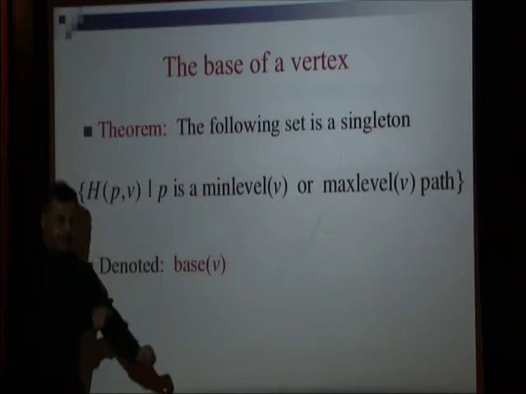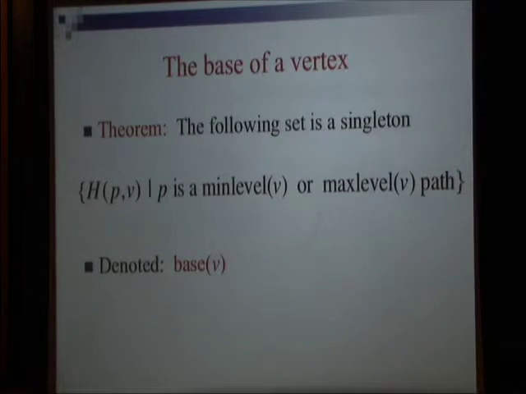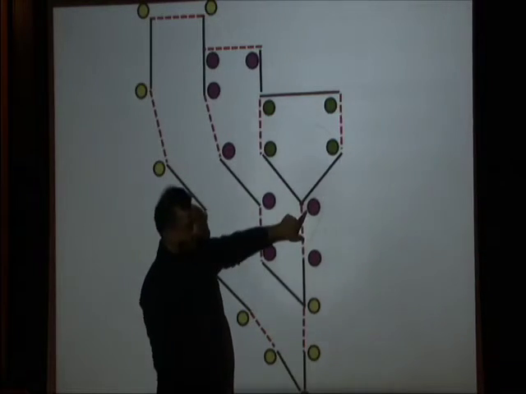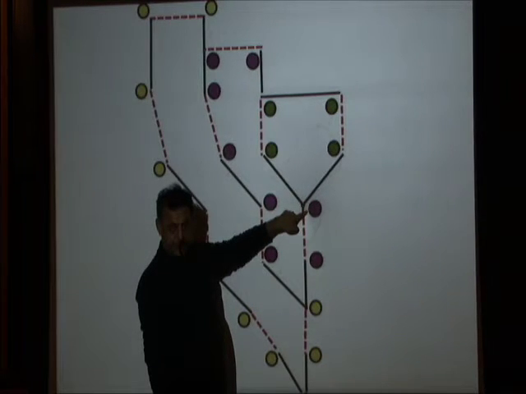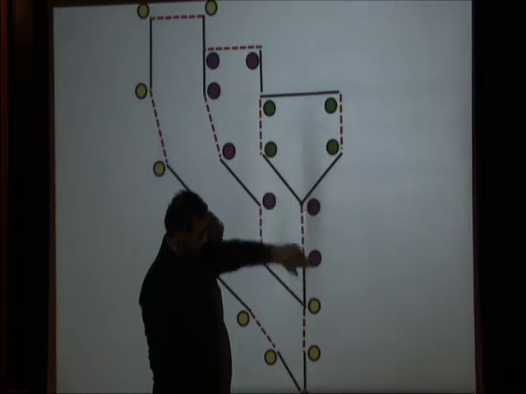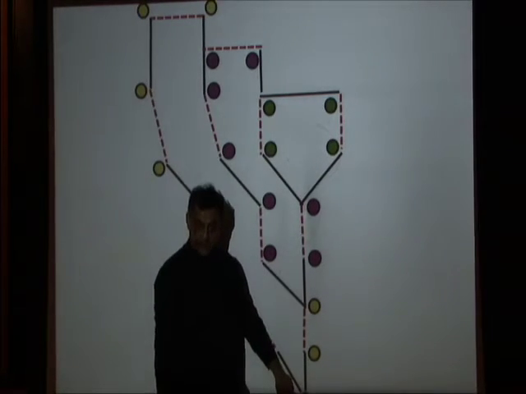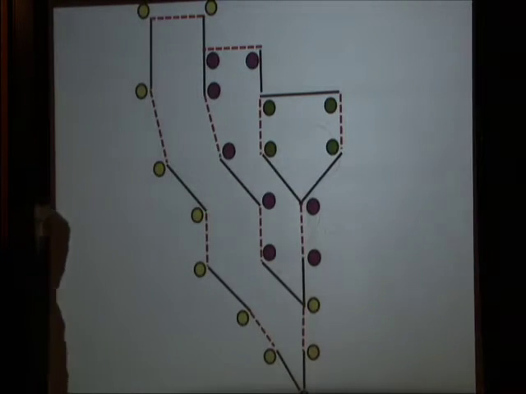It takes. And this would be the base of some blossom. Yes, yes, we'll come to that. Yes, good point. Okay, so here, the base of the green vertices is this purple vertex. The base of the purple vertices is this yellow vertex. The base of the yellow vertices is this white vertex, right?